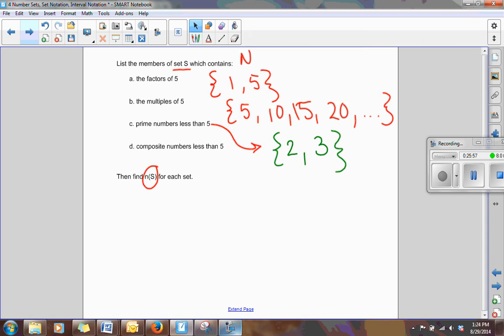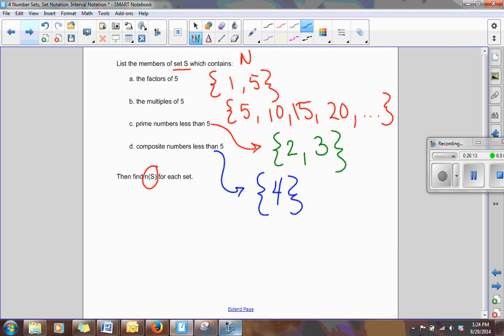So composite number is less than 5. Composite numbers are not prime numbers, but neither is 1. So 1's a special one. So just 4. 4 is 1 times 4, it can be 2 times 2.